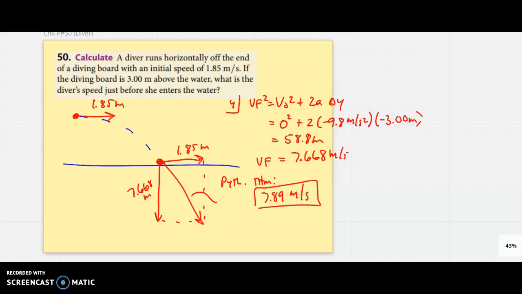First one's number 50. It says a diver runs horizontally off the end of a diving board with an initial speed of 1.85 meters a second. If the diving board is 3 meters above the water, what's the diver's speed just before she enters the water?